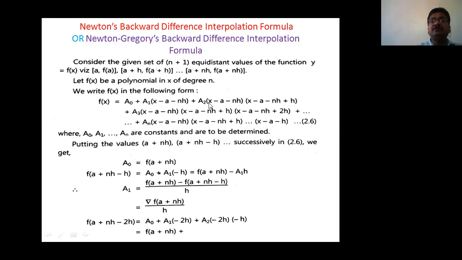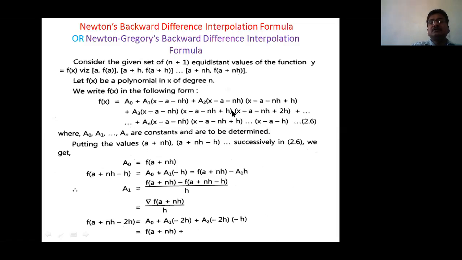So the coefficient of a2 is x minus the last point, and in the second bracket x minus the second last point. What is the second last point? The previous point of a plus nh is a plus nh minus h. How can we obtain the previous point? The previous point of a plus h is a, that is by subtracting h we get the previous value of x. And the next value of x is obtained by adding h. The next point after a is a plus h, then the next point is a plus 2h, by adding h.